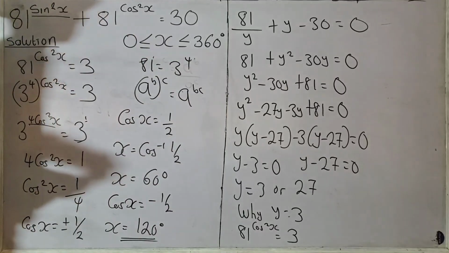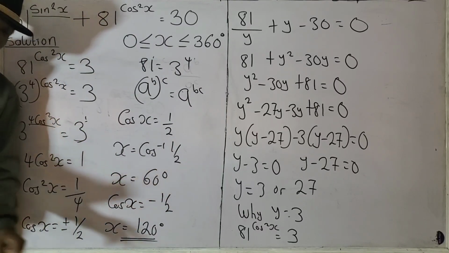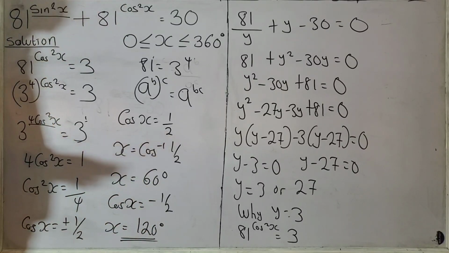If you want to learn how I obtained this, I make use of the reference angle, which is what? 60 degrees. 180 minus 60 degrees, you're going to have 120. So we have gotten two values of x. If you want to learn more on trigonometry, you can check the playlist on this channel, okay?